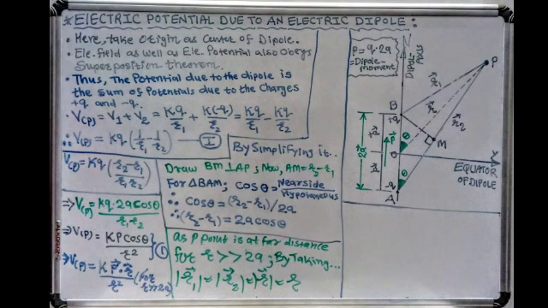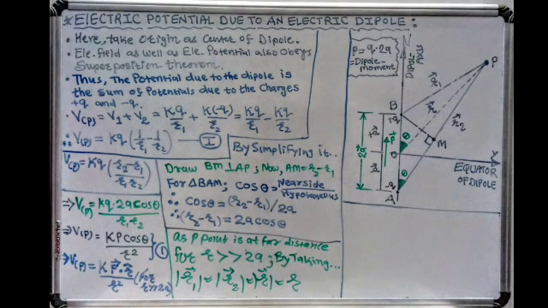Electric field as well as electric potential also obeys the superposition theorem. Thus the potential due to the dipole is the sum of the potentials due to the charges plus q and minus q. So V at point P is V1 plus V2, equal to kq upon R1 plus kq upon R2, but here q is taken as negative for the negative charge, so kq upon R1 minus kq upon R2, equal to kq in bracket 1 upon R1 minus 1 upon R2. This is the first equation. By simplifying it, draw BM perpendicular to AP.